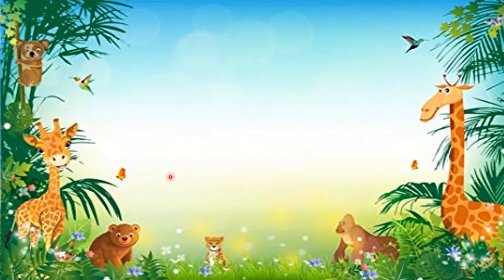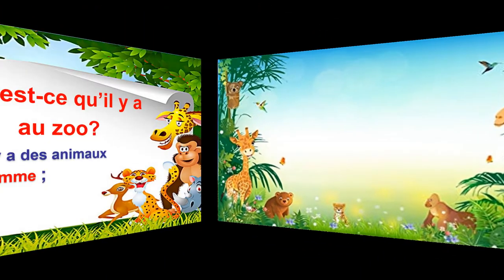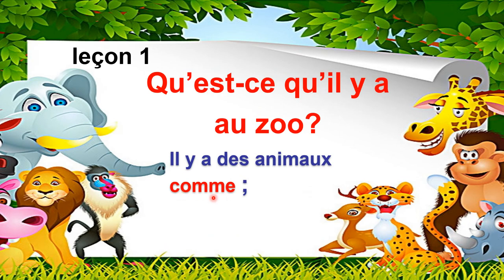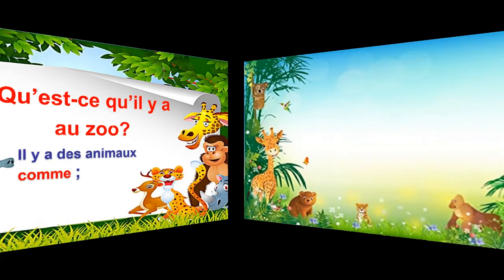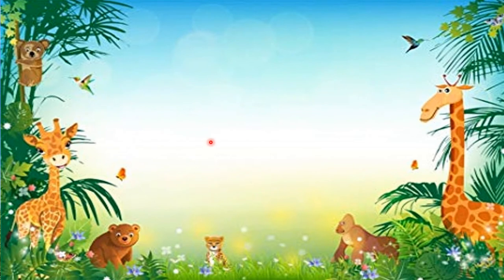Come, what? Come is meaning for. Here is written, come is meaning as. Il y a des animaux. Come is meaning as. As what? Il y a des animaux. Come. We now study all the animals one by one.